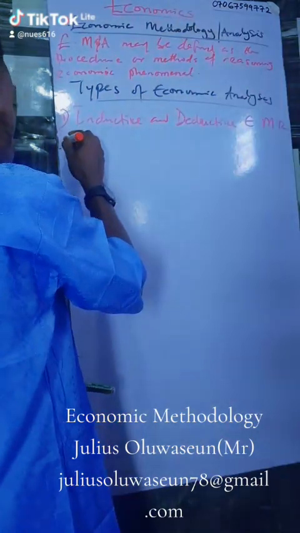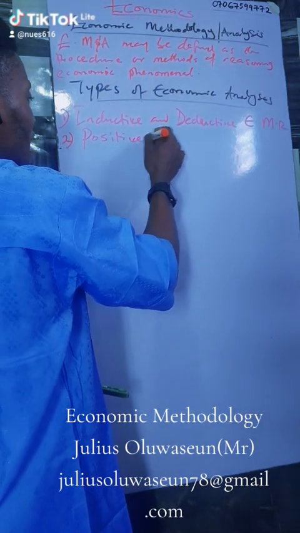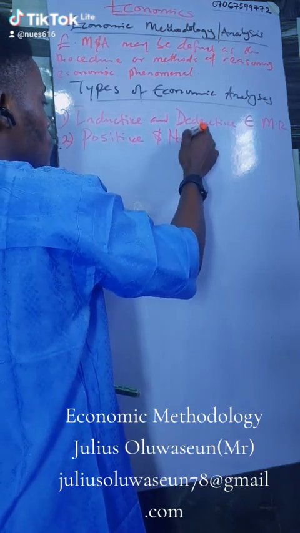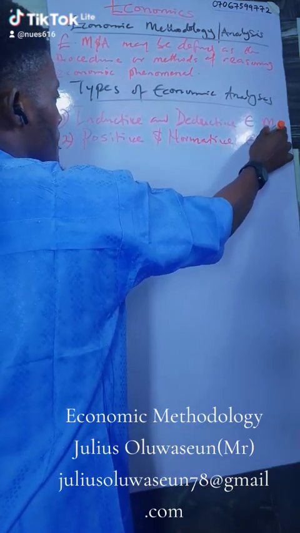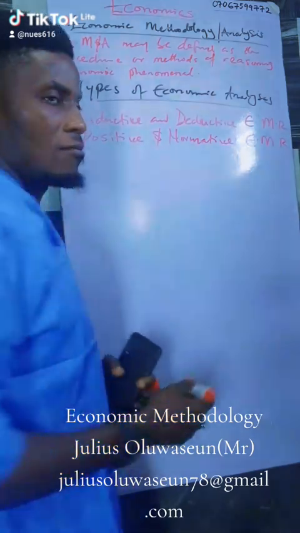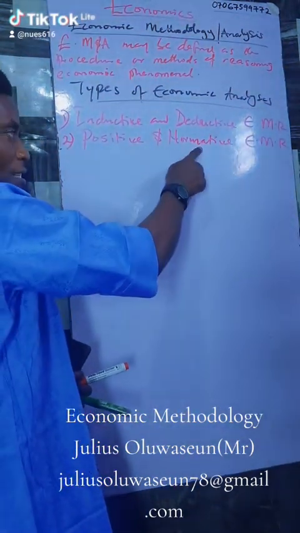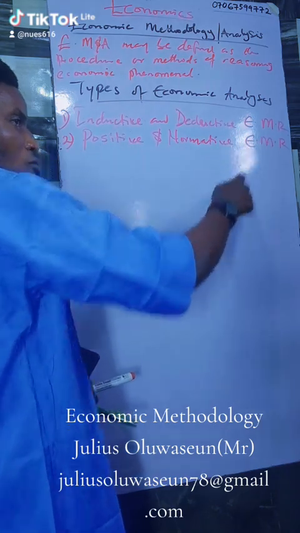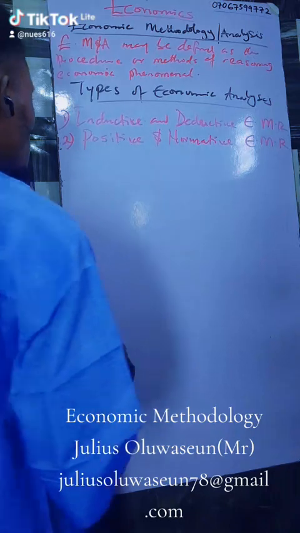So number two is positive and normative economic method of reasoning. Am I communicating? We have the positive and normative economic method of reasoning. Is that okay? Now let's take it up from number one.